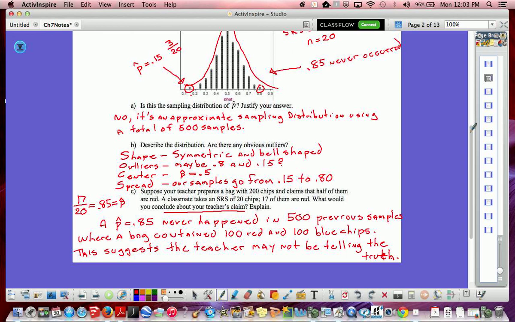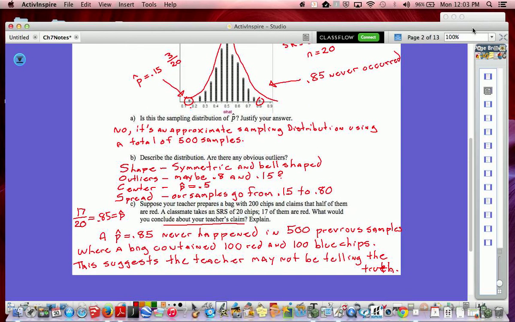Is it likely to happen? Probably not. And that's where we're going in Chapter 7. We're going to start to take a look at these sampling distributions and start to use them to make judgments about our population. All right, let's stop here for today.